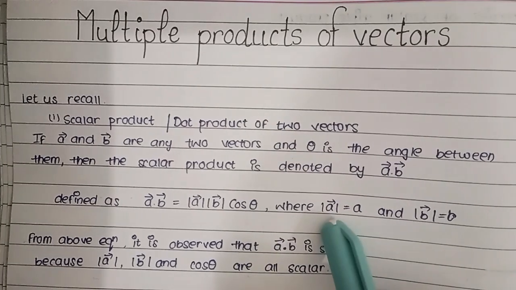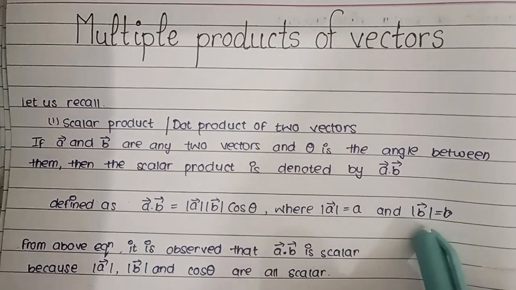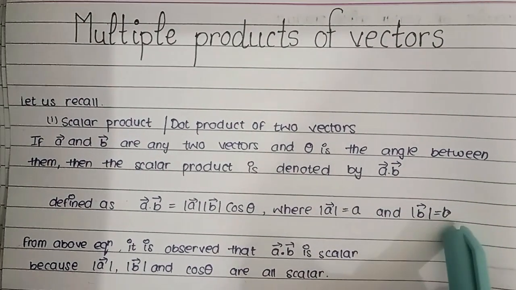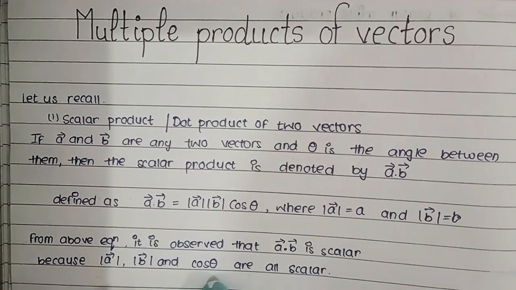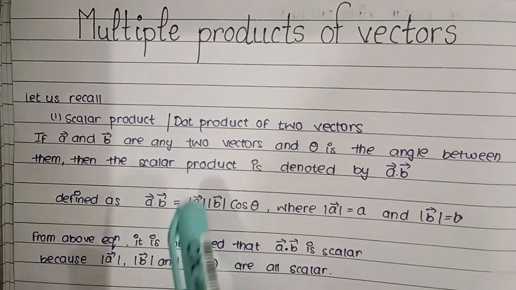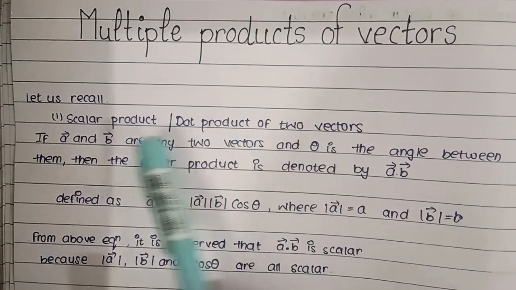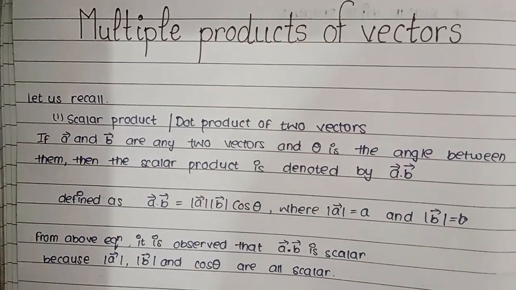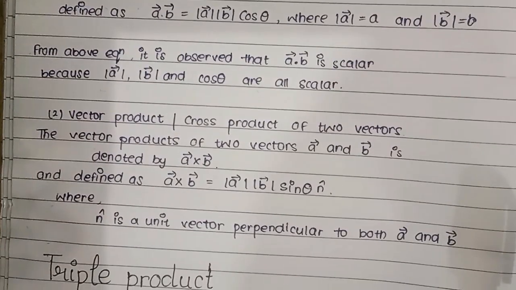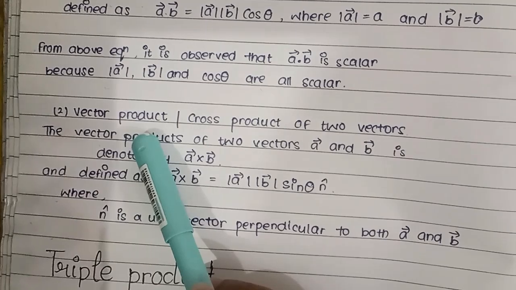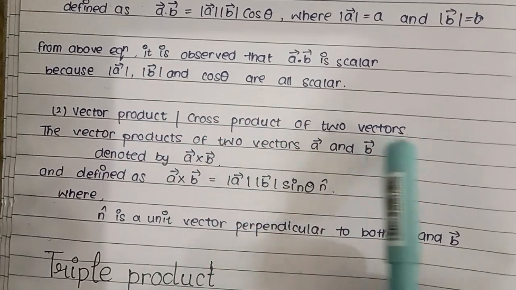Why? Because the magnitude of a vector is a and the magnitude of b vector is b, and both are scalar quantities. And cos theta is also a scalar, so we can conclude that the dot product of two vectors gives us a scalar. Now, let us begin with the vector product, which is also called the cross product of two vectors.